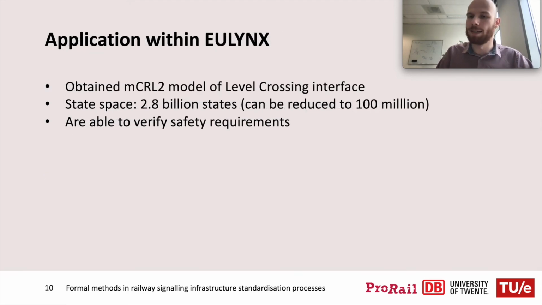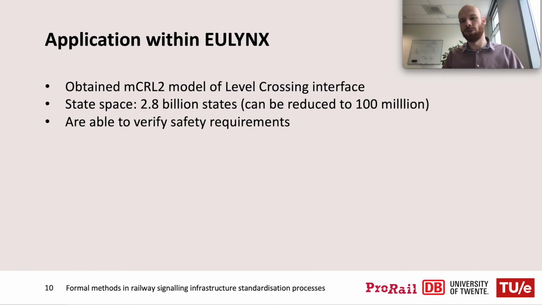We've also applied our translation framework on a specific Ulinx interface. So we've obtained an mCRL2 model of the level crossing interface. Initially, the state space was 2.8 billion states, which is pretty big. But we were able to do some optimizations of our formalization so that we can combine some separate steps in the run to completion of these state machines.